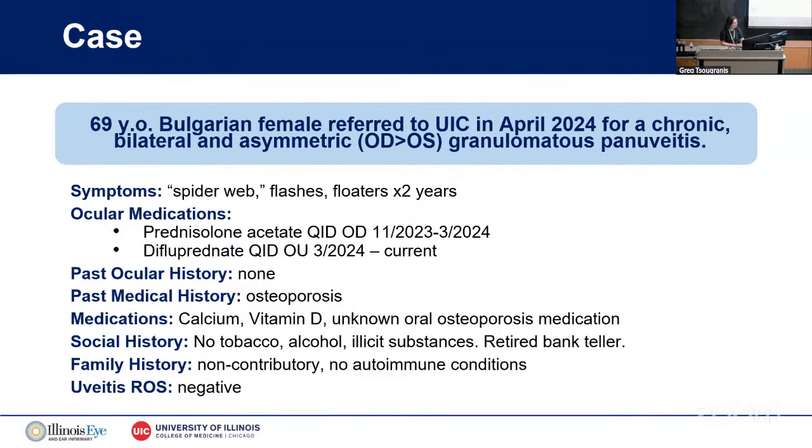No past ocular history. Her past medical history was significant for osteoporosis. She was taking calcium, vitamin D, and some unknown oral osteoporotic medication. Social history was unremarkable. Family history, she had no autoimmune conditions. And then uveitis review of systems was negative.